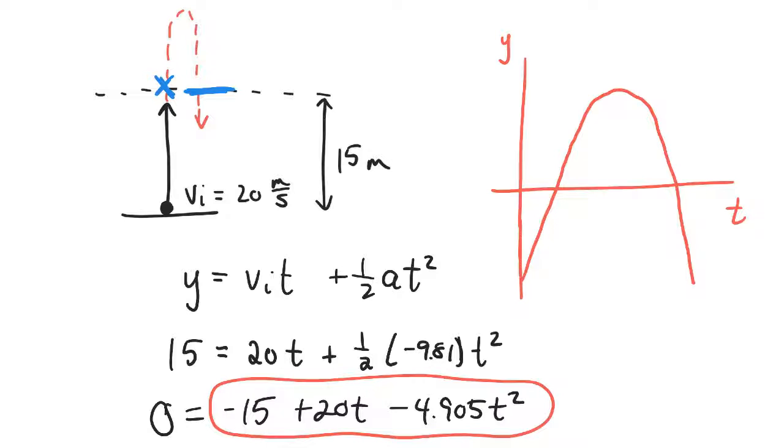The answer is that time. The t value is what will make the height 0.